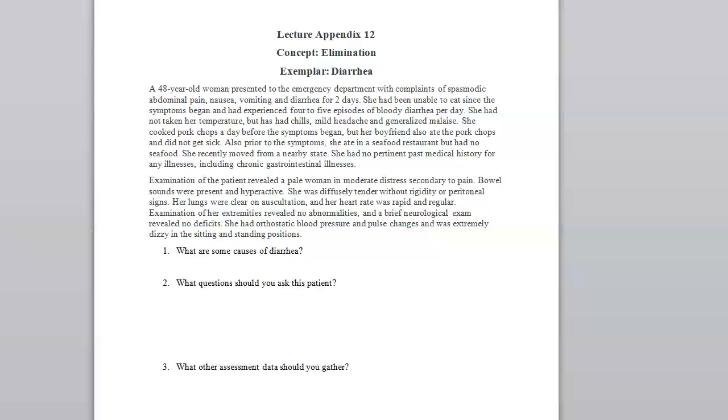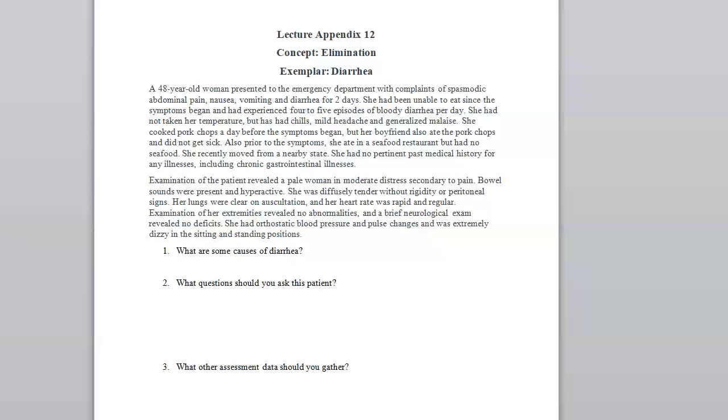Examination of the patient revealed a pale woman in moderate distress secondary to pain. Bowel sounds were present and hyperactive. She was diffusely tender without rigidity or peritoneal signs. Her lungs were clear on auscultation, and her heart rate was rapid and regular. Examination of her extremities revealed no abnormalities, and a brief neurological exam revealed no deficits. She had orthostatic blood pressure and pulse changes and was extremely dizzy in the sitting and standing positions.